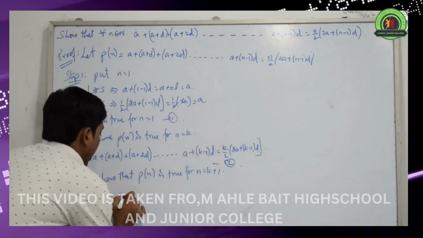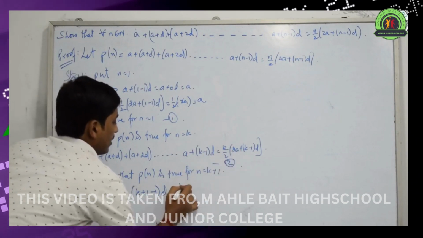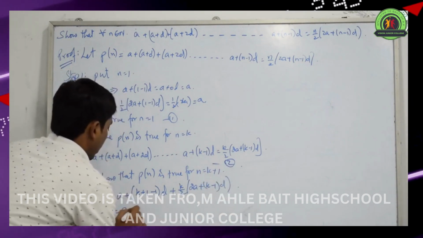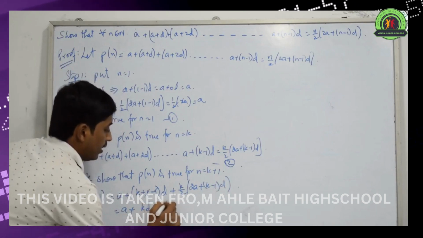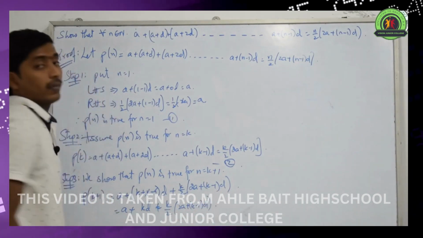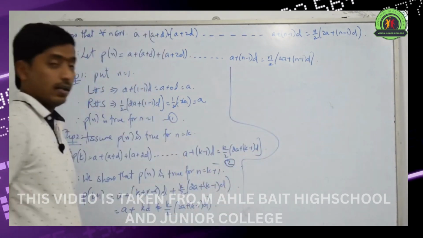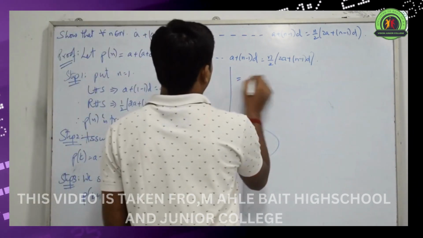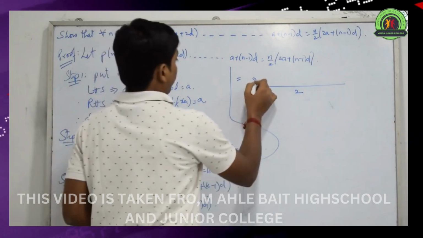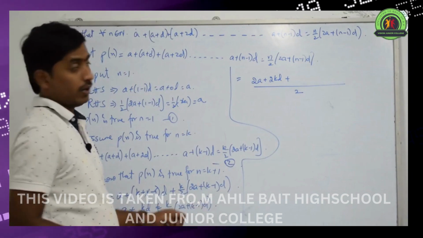That will be a plus, instead of k we have to write it as k plus 1 minus 1 into d, plus k by 2 into 2a plus k minus 1 into d. Okay. Now plus 1 minus 1 will get cancelled, kd. Here k by 2 into 2a plus k minus 1 into d. Okay. Now let us take LCM and let us simplify. What do we get? Now see here, LCM is 2, multiply 2 to here, 2a plus 2kd, 2a plus 2kd plus k into 2a plus k minus 1 into d.